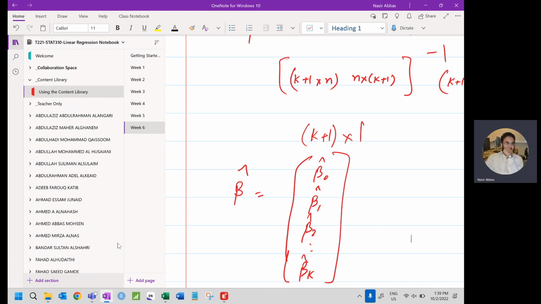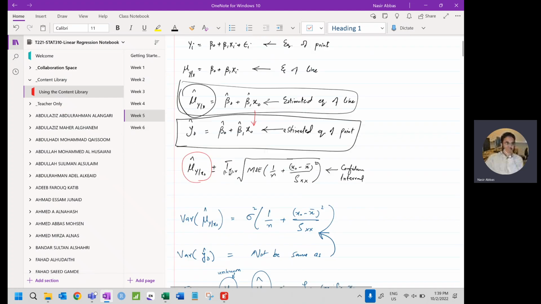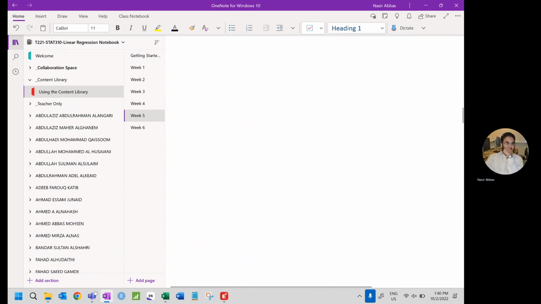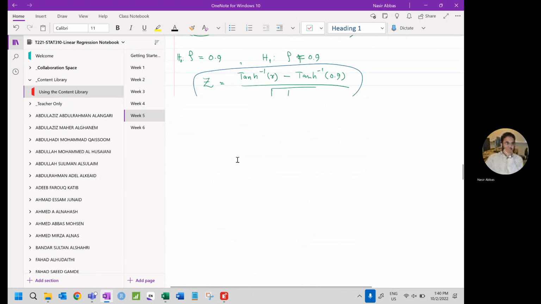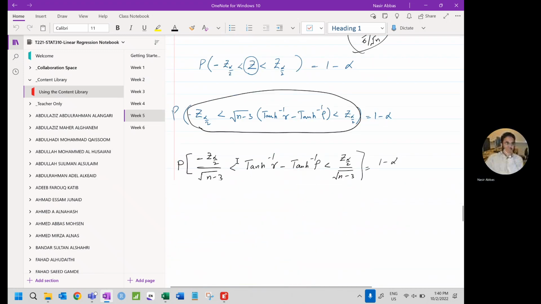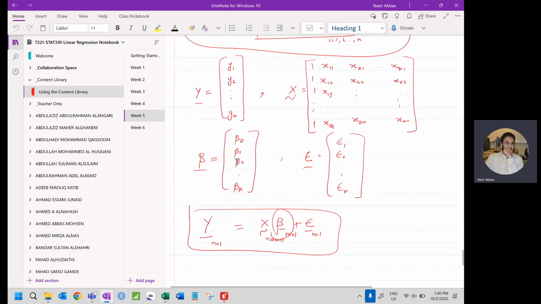So the first thing we need to do is go back to week 5 and see how we define our matrices. The first thing you need to do is write down your data in matrices. Now this, take a picture of this one and keep it with you. This is how you need to define Y and X. That's it. Y and X is your data. This is how you need to define it.